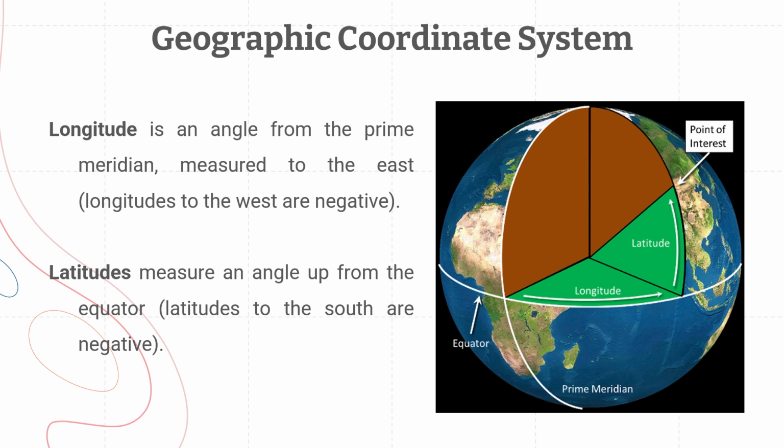What is latitude and longitude? Longitude is an angle from the prime meridian measured to the east. Longitudes to the west are negative. Latitudes measure an angle up from the equator. Latitudes to the south are negative.